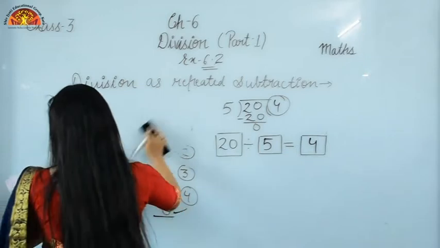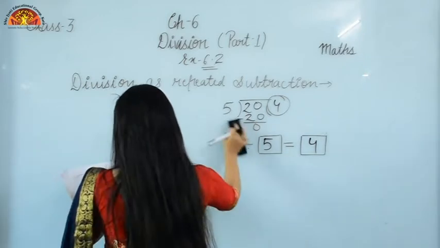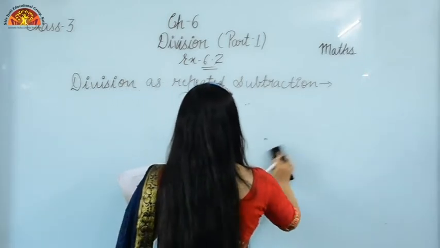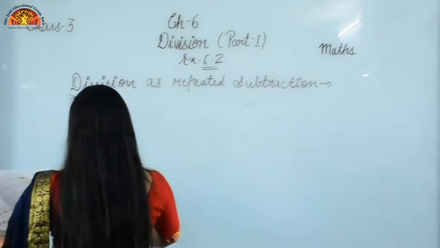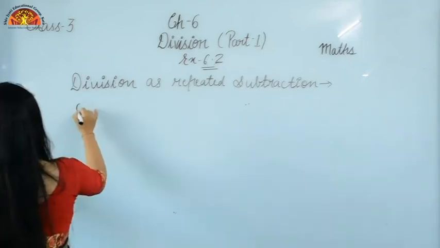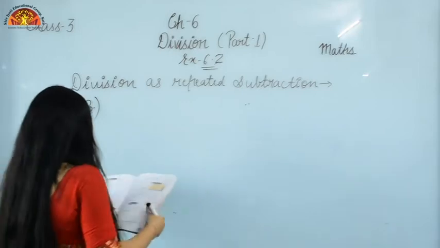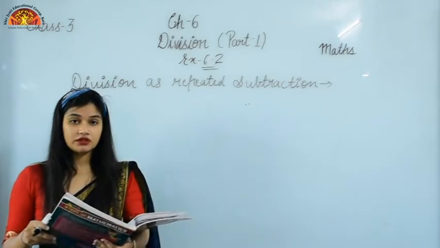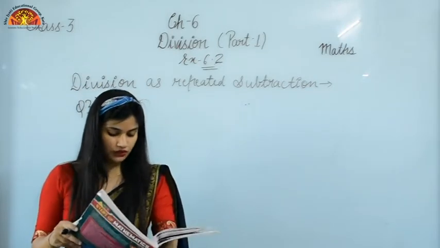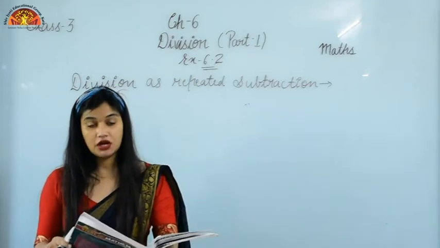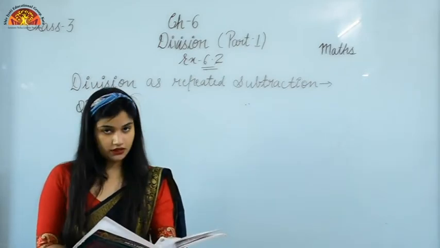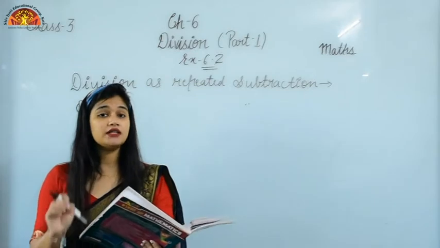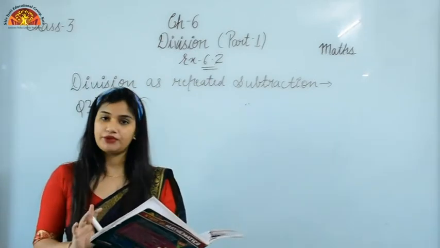Question number 3 of exercise 6.2 on page number 78. Students, question number 3 is: divide the following using repeated subtraction. Now the numbers are given in the question and we have to find the answer by using repeated subtraction.